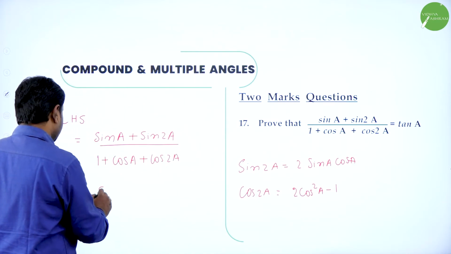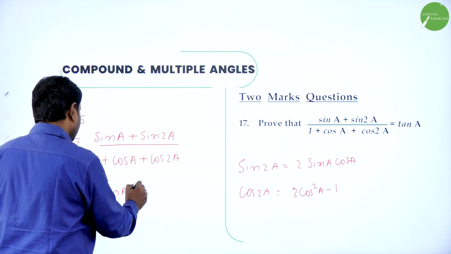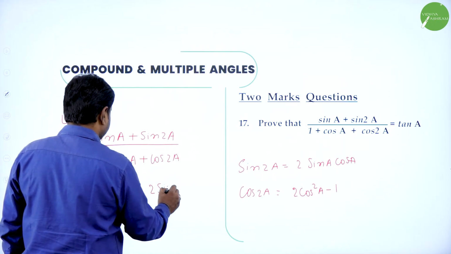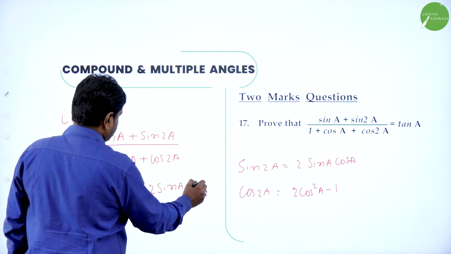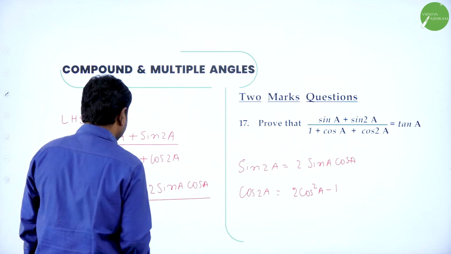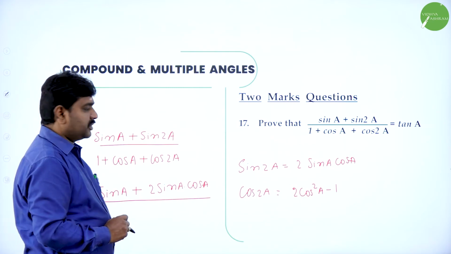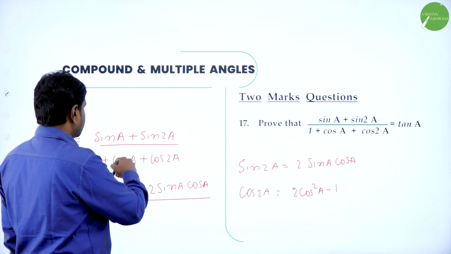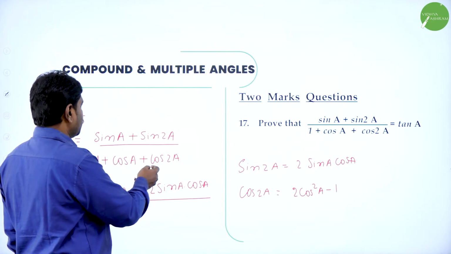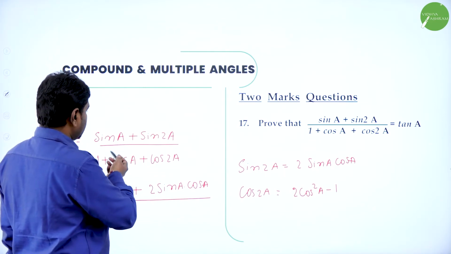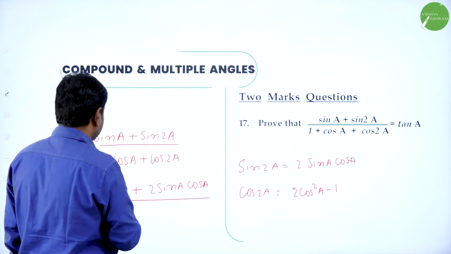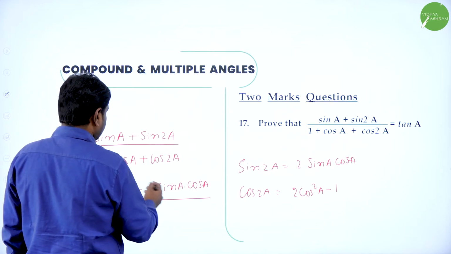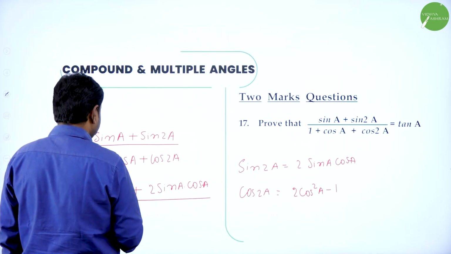Now the numerator is simple: sin A, let it be, plus sin 2A, which can be written as 2 sin A cos A. In the denominator, I have cos 2A. If I write cos 2A as 2 cos square A minus 1, then minus 1 plus 1 cancels, and I will be left with cos square A plus cos A. In that, if you take cos A common, like that we can try. In the numerator I can take sin A common. In the denominator, we will try to simplify and get the terms.